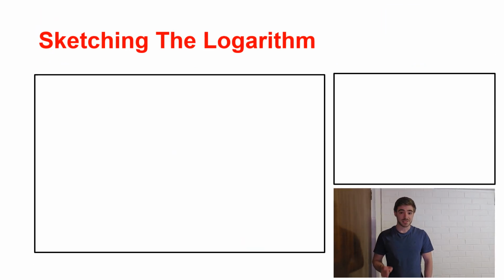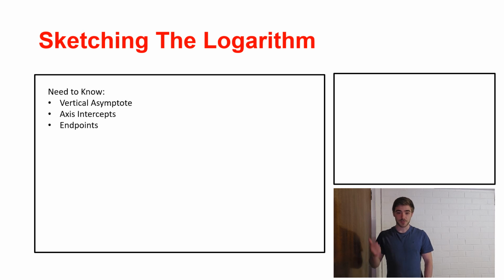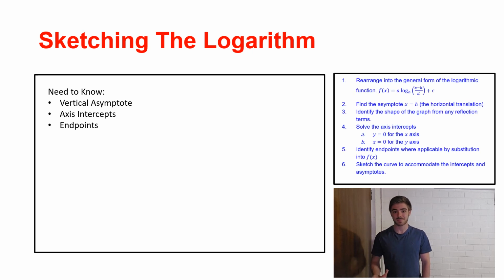So, when it comes to sketching the logarithm by hand, there's only 3 key features you need to know. The first is the location of your vertical asymptote, the second are going to be the axes intercepts, and the third is kind of optional. Depending on if you have a restricted domain, you might also need to figure out where the endpoints are. To help you out, we use the following framework when it comes to sketching these by hand.